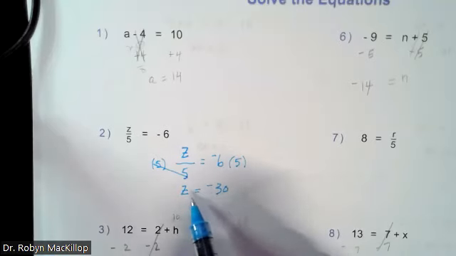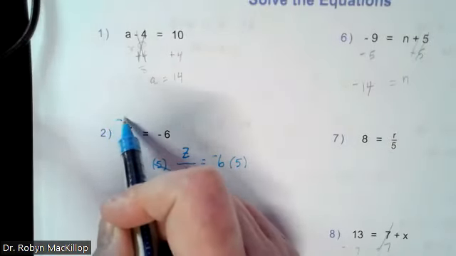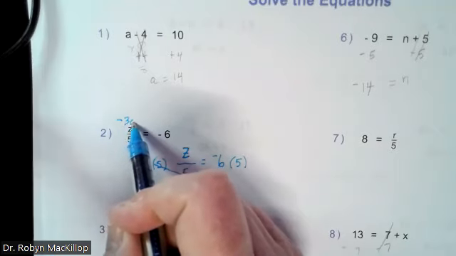You can check your work. If this looks like a strange number to you, pop it back in. Replace the Z with your answer.